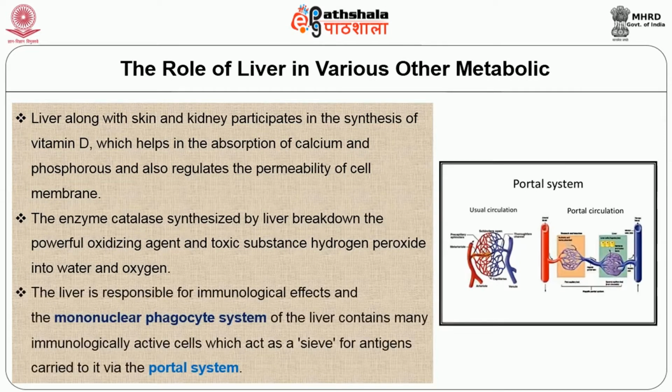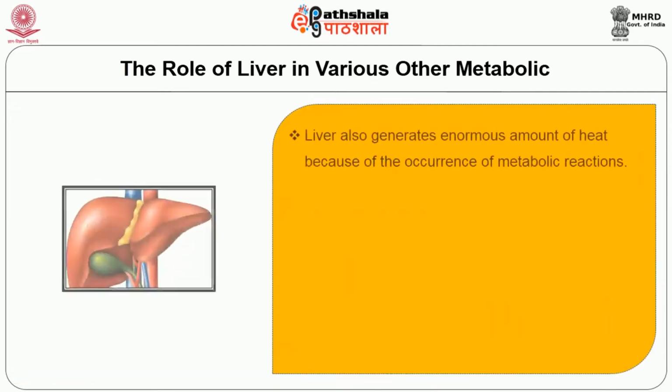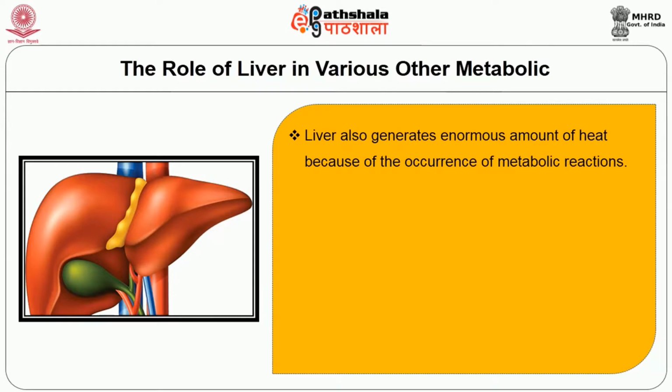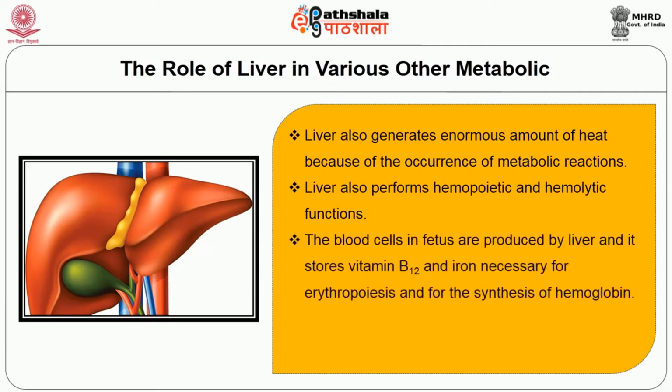The liver is responsible for immunological effects, and the mononuclear phagocyte system of the liver contains many immunologically active cells which act as a sieve for antigens carried to it via the portal system. The liver also generates an enormous amount of heat because of the occurrence of metabolic reactions. The liver also performs hemopoietic and hemolytic functions.